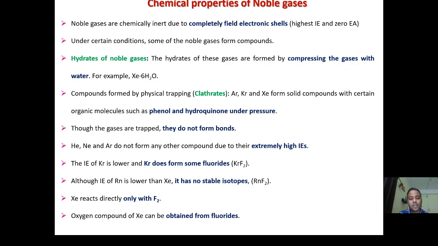Oxygen compounds of xenon can be obtained from fluorides. However, direct preparation of oxides of xenon is quite difficult in the laboratory.